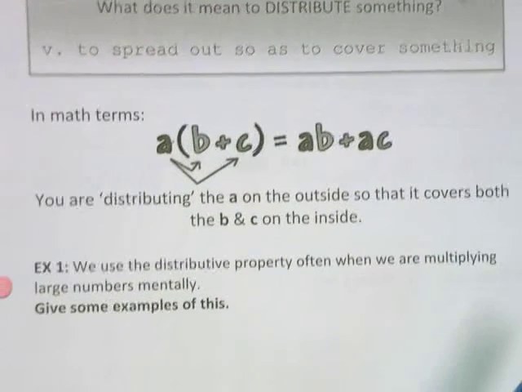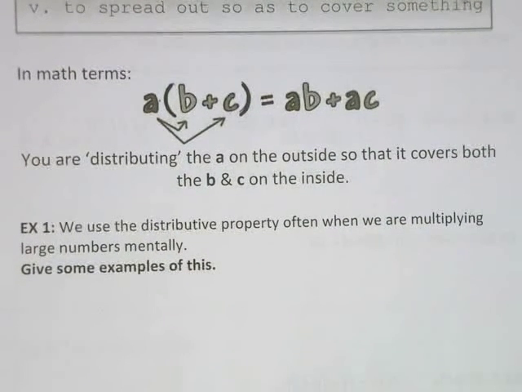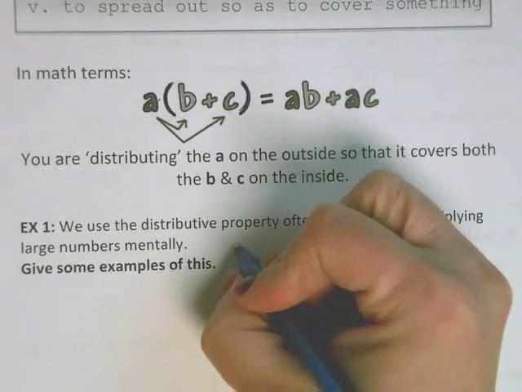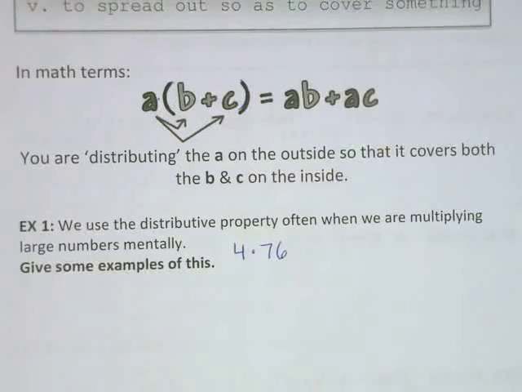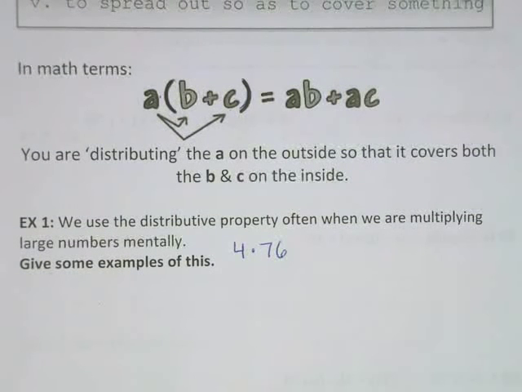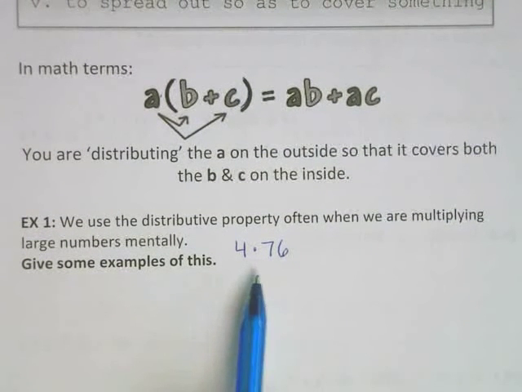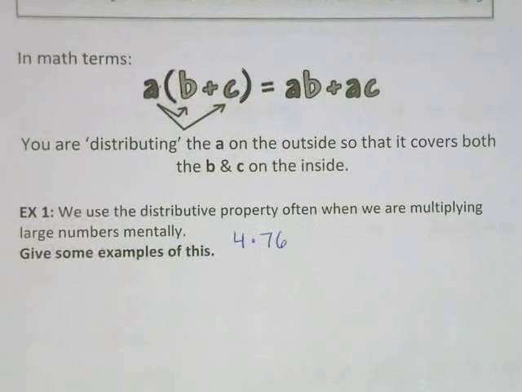This first example says we use the distributive property often when we're multiplying large numbers mentally. And let me just give you an example. If I wanted to do 4 times 76, if I asked you to do that mentally, your head probably breaks this down into some smaller numbers to be able to do all at once, because I don't have 4 times 76 memorized. Here's what's probably going on in your head.